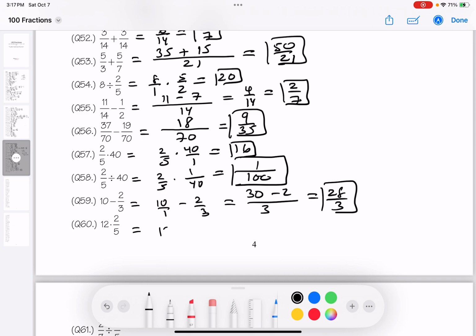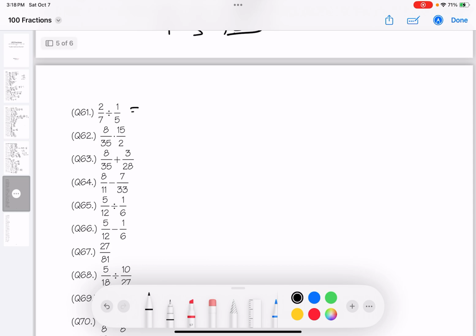What do you have here? 12 over 1 times 2 over 5. What does that give you? 24 over 5. All right, let's keep moving. What do you get over here? 2/7 times 5 over 1. That gives me 10 over 7. Again, it's an improper fraction. We just leave it that way.